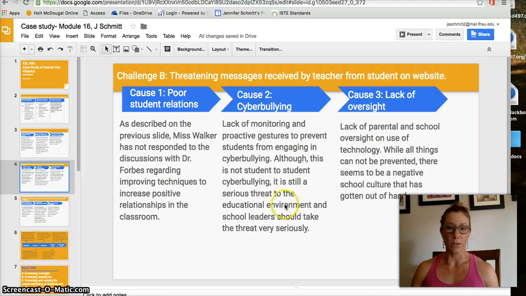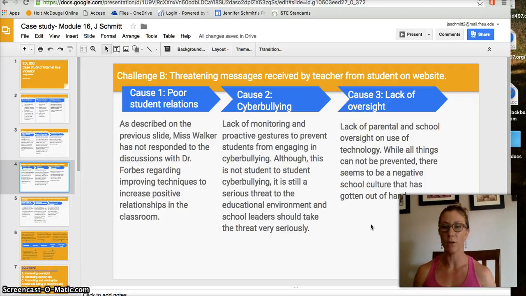It is still a serious threat to the educational environment, and school leaders should take the threat quite seriously. I think perhaps the way that students have seemingly engaged in cyberbullying, or the culture in which that's happened, could be due to a lack of oversight in general. So, lack of parental and school oversight on the use of student technology.